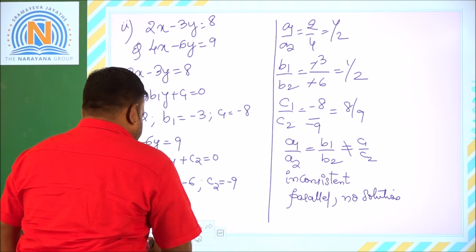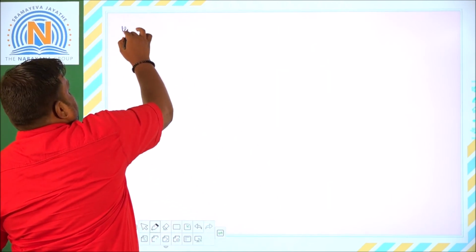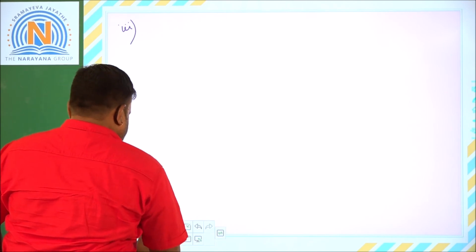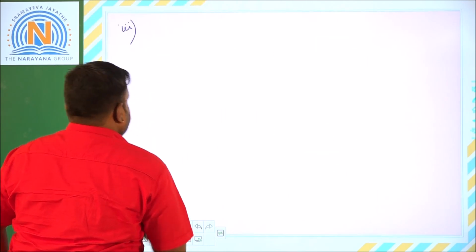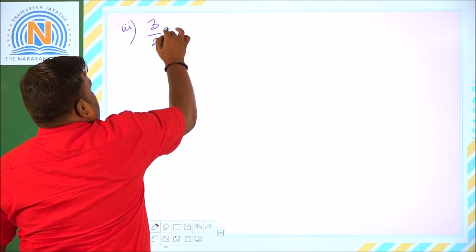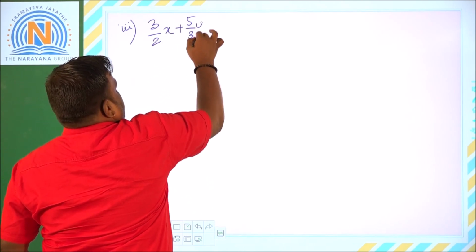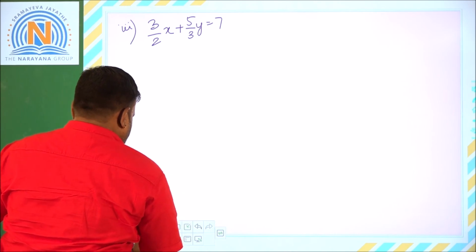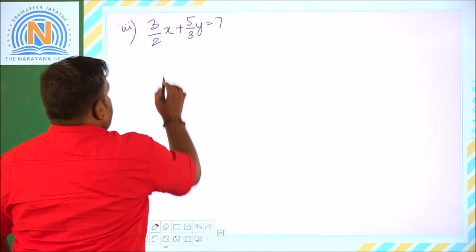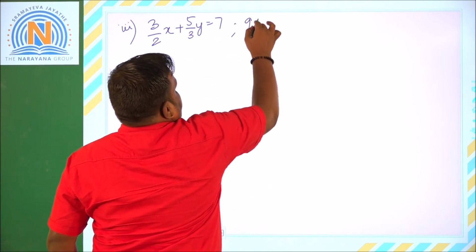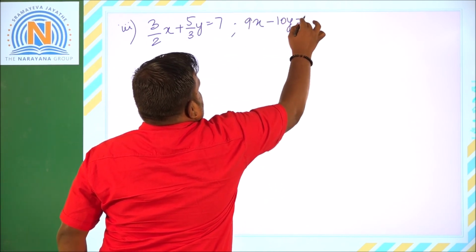Now coming to the third question. So if you look at question number 3, what we have here is 3 by 2x plus 5 by 3y is equal to 7. And the next one is 9x minus 10y is equal to 14.